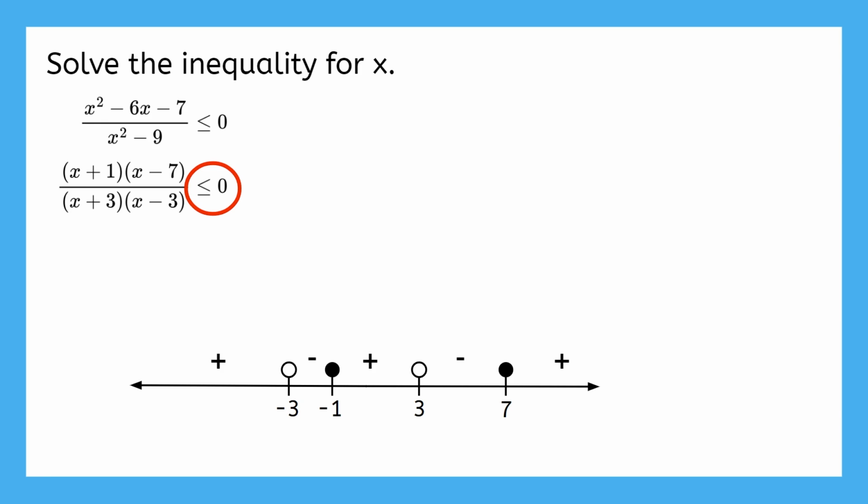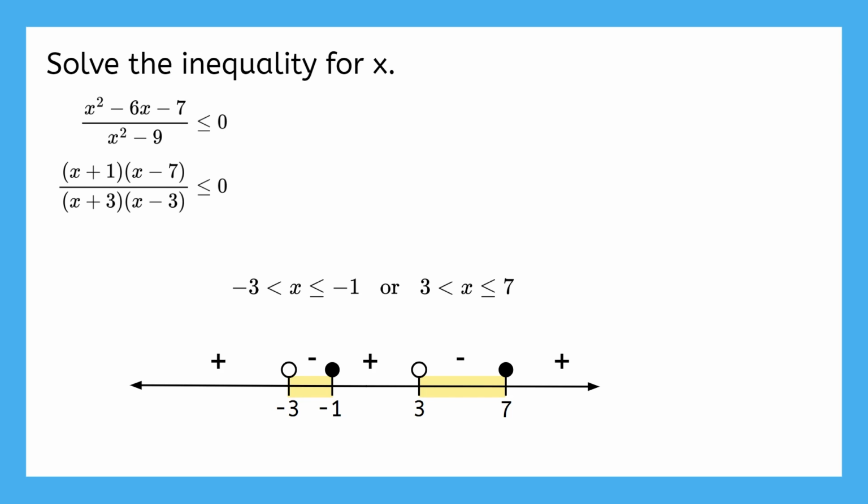Well, numbers less than 0 are negative numbers, so that would be covered in these sections. But what about the numbers that make our fraction equal 0? Well, we already covered that by making these circles filled in earlier in the problem. We write our final answer with inequalities. Notice that the filled in circles became inequalities with equal to in them, and the ones with the open circles became inequalities without equal to in them.